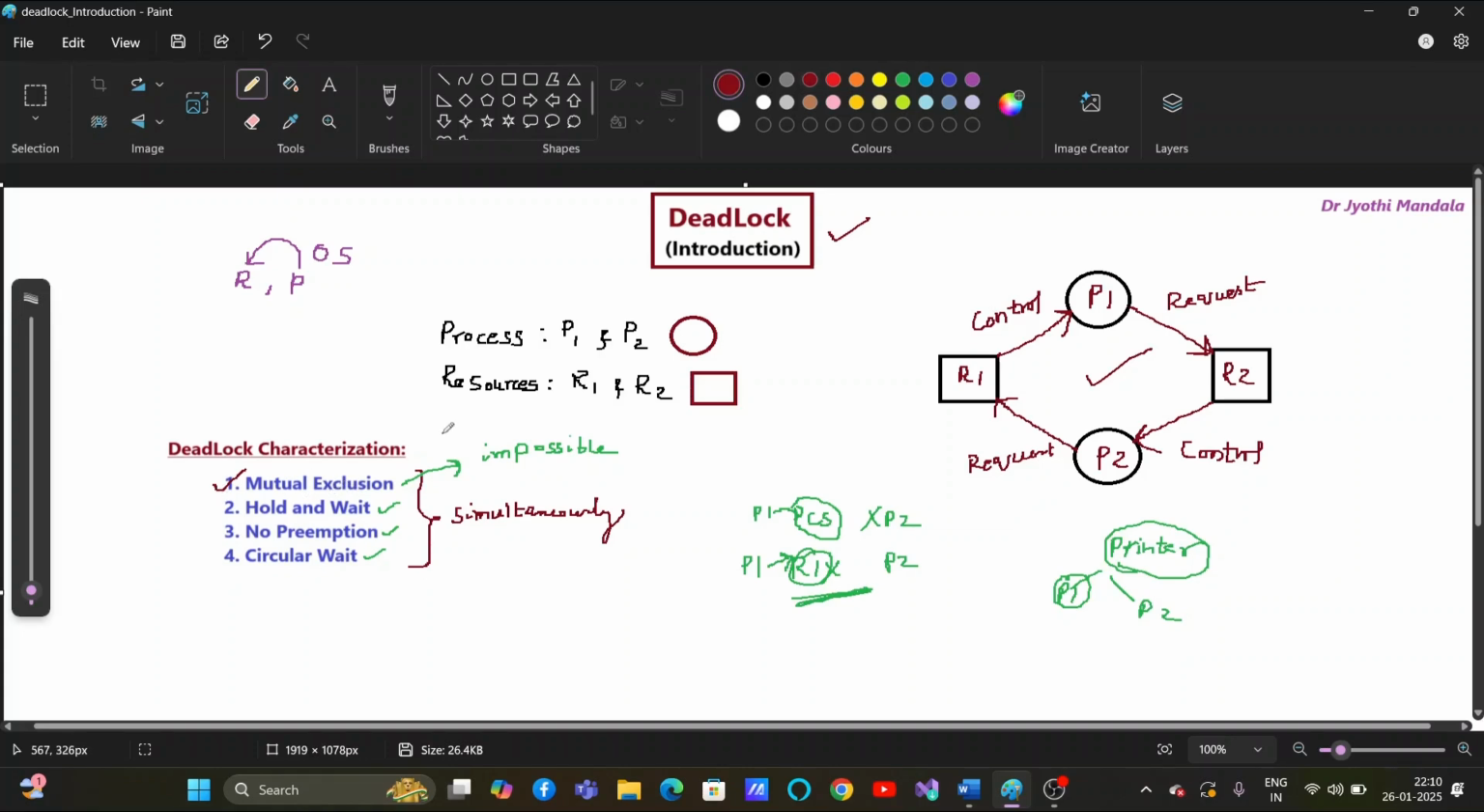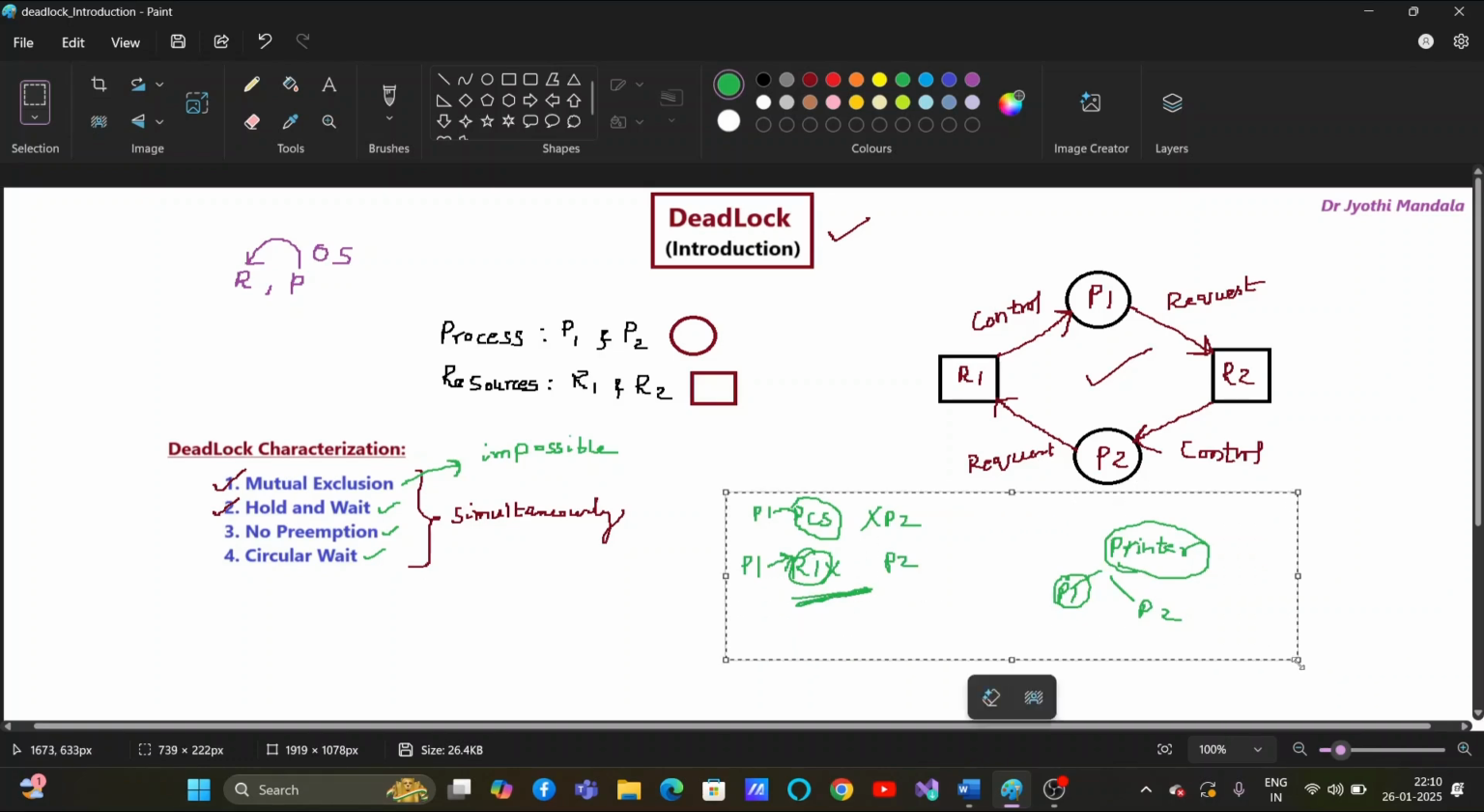Now let us move to the next characterization, which is hold and wait. Hold and wait is nothing but one process holding resources while requesting other resources.